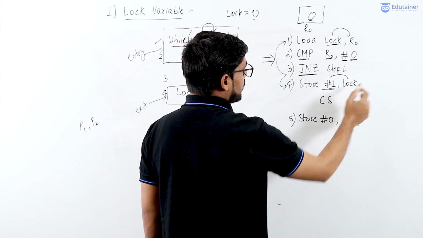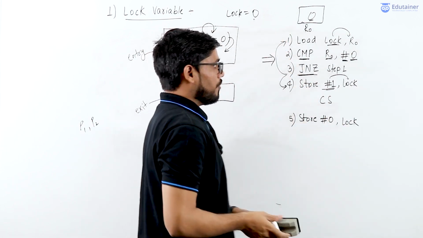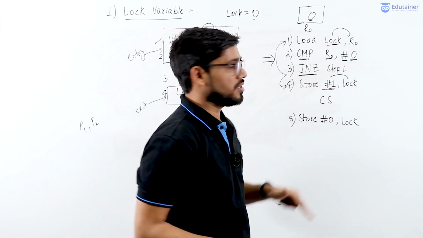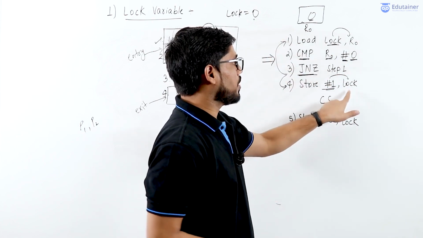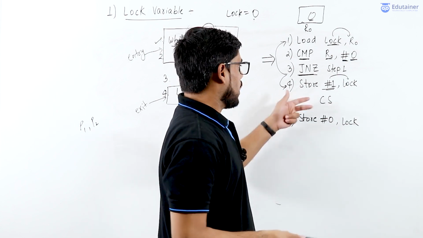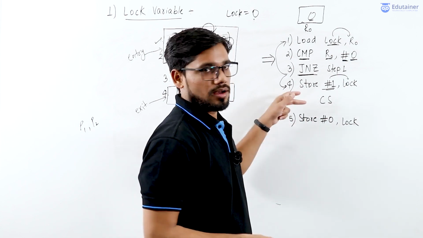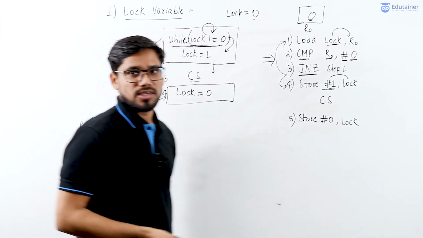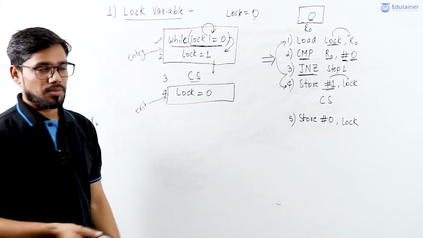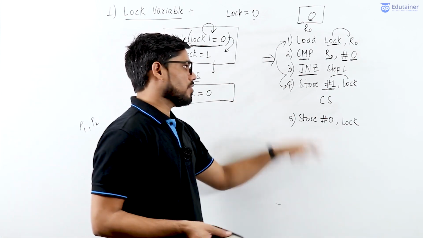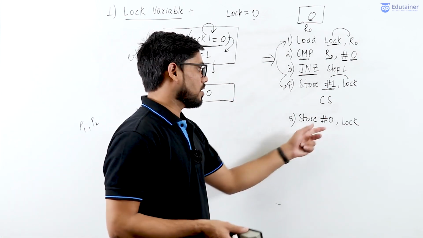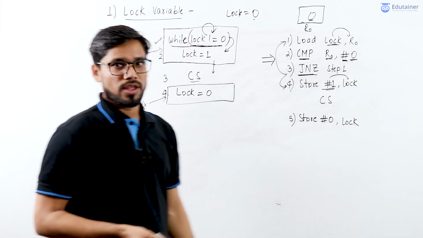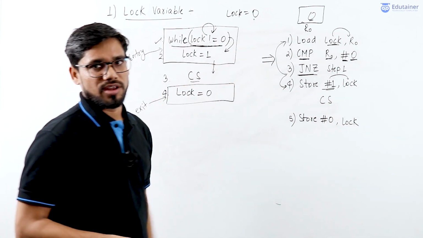If the lock variable contains 1, then whenever another process tries to enter the critical section, it will not enter. Why? Because the lock variable itself contains 1. The previous process which already entered the critical section can use it, and after its execution is completed, it will leave the critical section by storing the value 0 in the lock variable. Okay, so this is the assembly code for the lock variable solution.